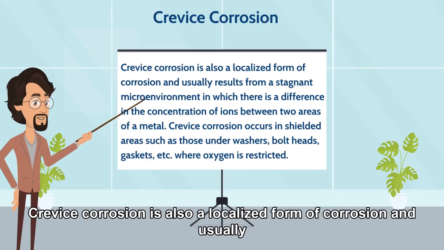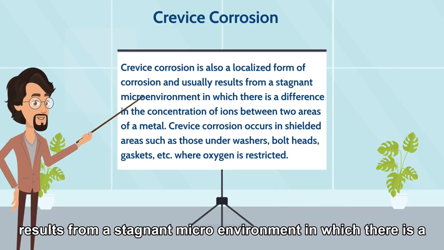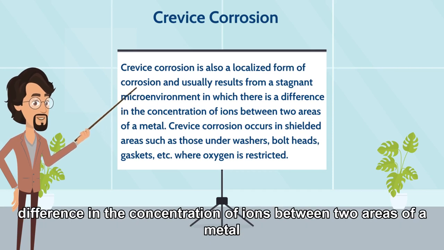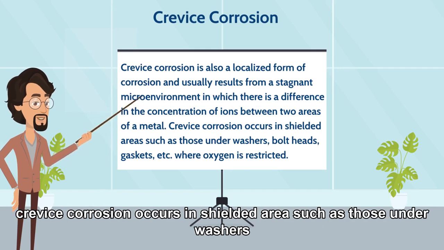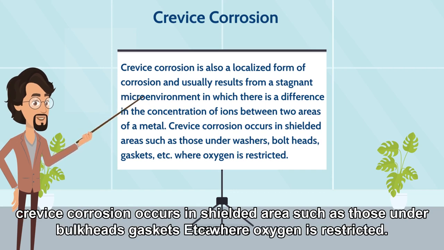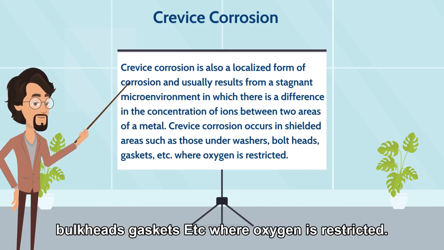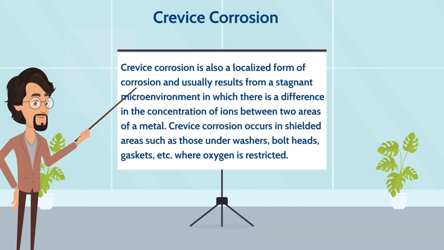Crevice corrosion is also a localized form of corrosion and usually results from a stagnant microenvironment, in which there is a difference in the concentration of ions between two areas of a metal. Crevice corrosion occurs in shielded areas such as those under washers, bolt heads, gaskets, etc., where oxygen is restricted.